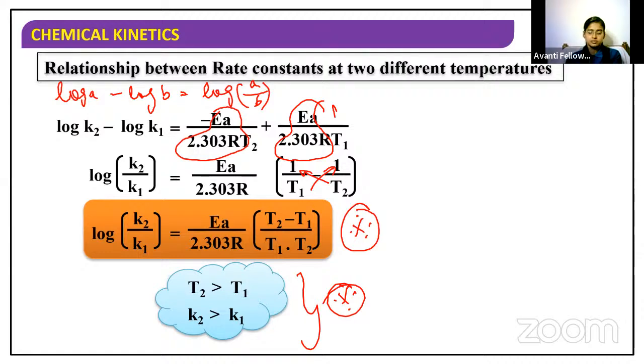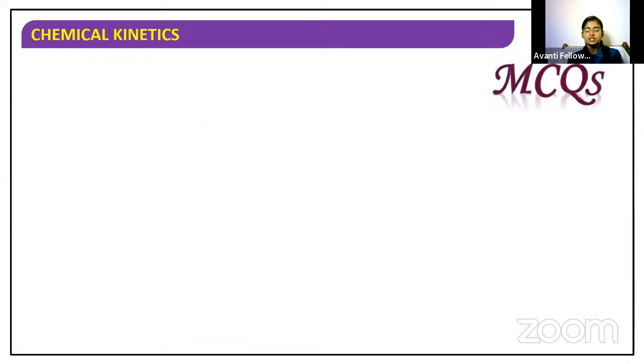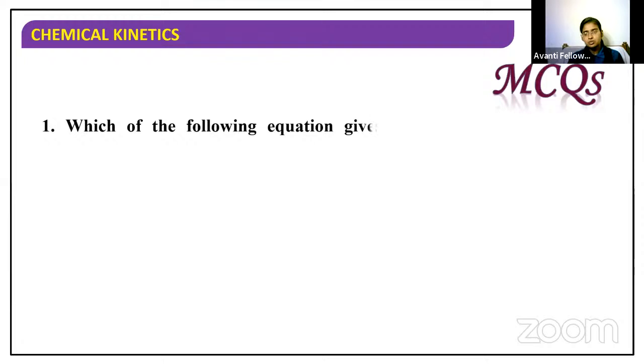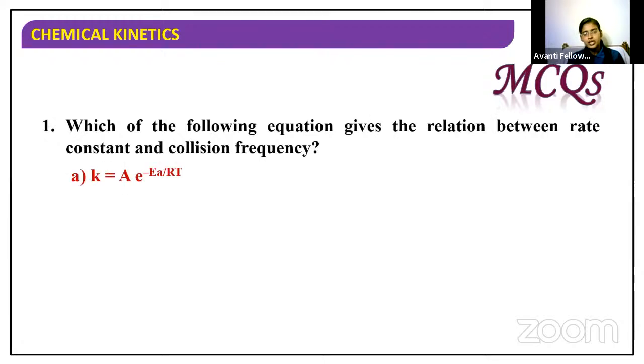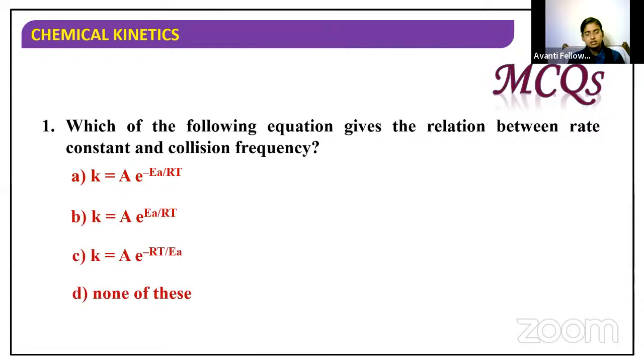No doubt. Okay, so let's do an MCQ. Which of the following equations gives the relation between rate constant and collision frequency? Which is correct for rate constant and collision frequency?